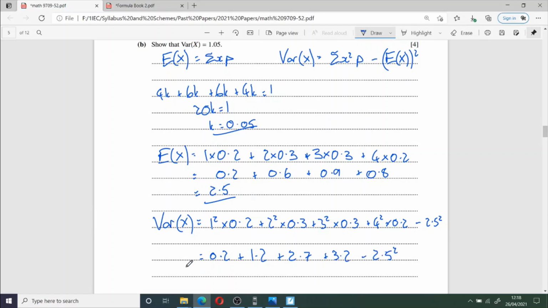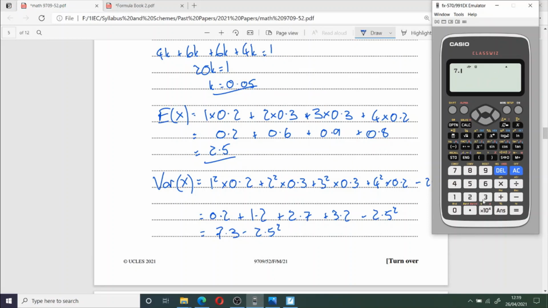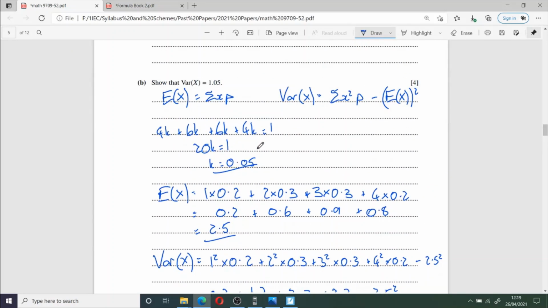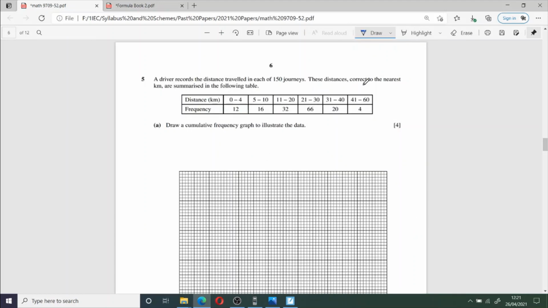Subtract 2.5 squared. So we have 1.4, 1.6, 4.6, 6.6, 7.3, subtract 2.5 squared, and let's use our calculator for that. 7.3 subtract 2.5 squared, and we get 1.05. Let's just double check that's what we were asked to find. Yes, which is what it is. QED. Question 5 wants us to draw a cumulative frequency graph.